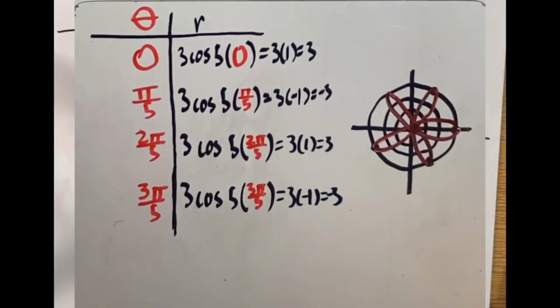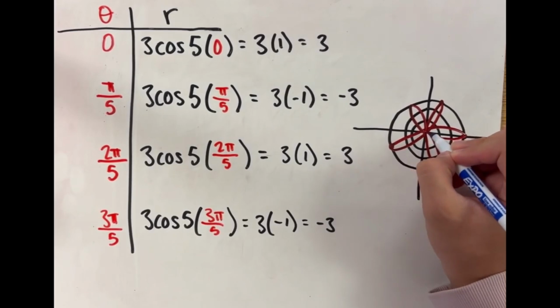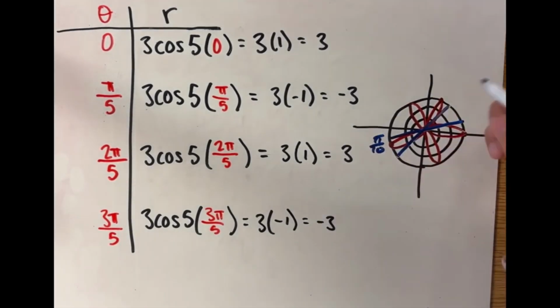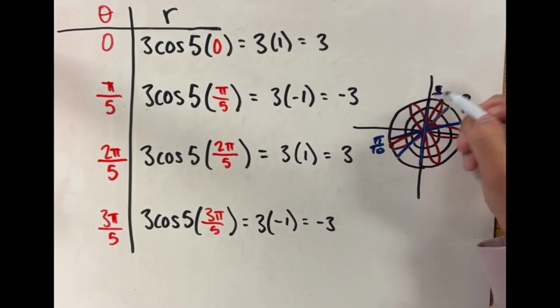We also drew in our zeros at every pi over 10 just to illustrate that it's right where the petals return to the pole.